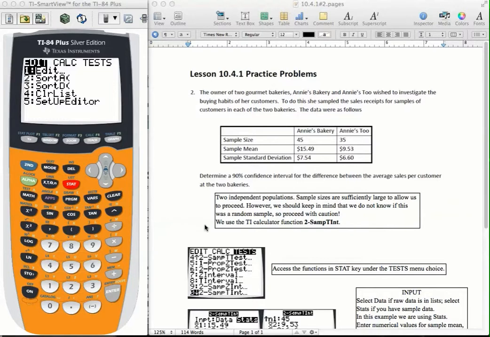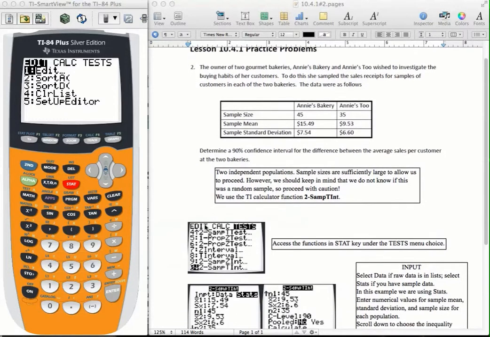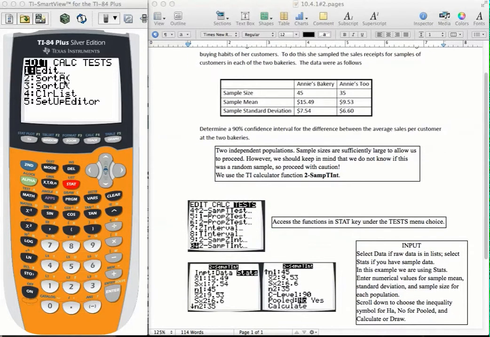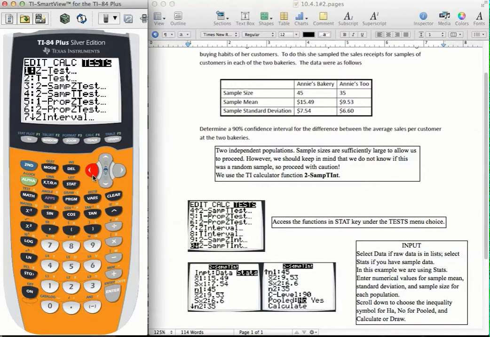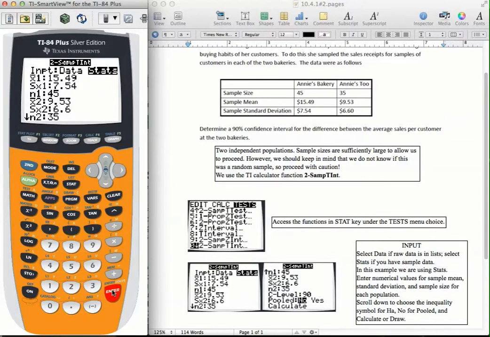We're going to use the TI calculator function 2SampTInt. That can be found in the stat key under tests. You scroll down. On my calculator, it's the 10th option. We're too far. Here it is, 2SampTInt. We have two populations, and we're going to do a t-interval.